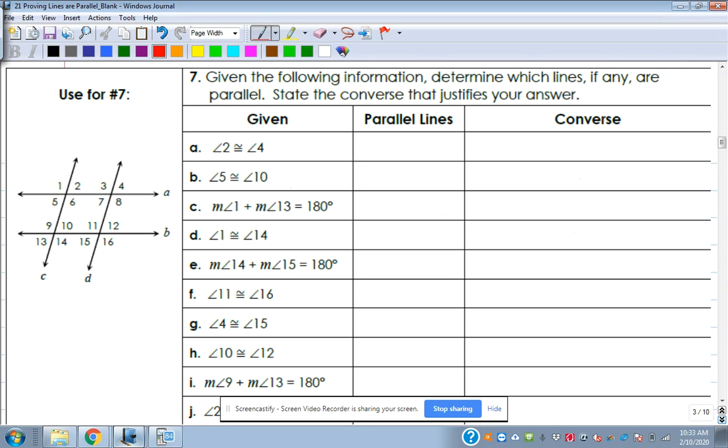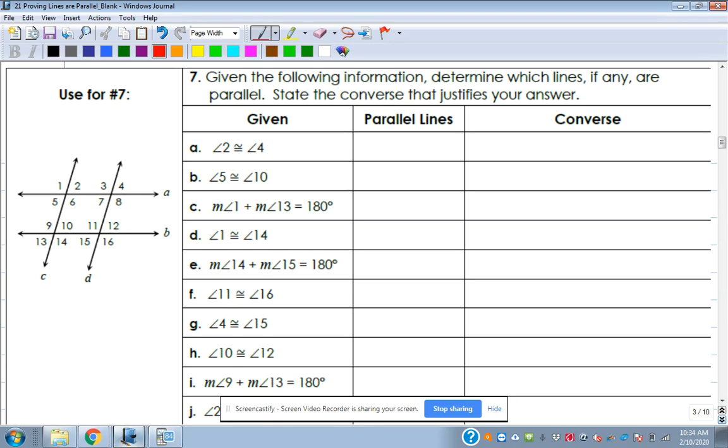All right. This looks fun. Got a lot of angles, 16 angles there to deal with, and 2 pairs of lines. It says, given the following information, determine which lines, if any, are parallel, and state the converse that justifies your answer. So each part A is a separate problem from part B. It's not in combination, A plus B, it's just one problem.